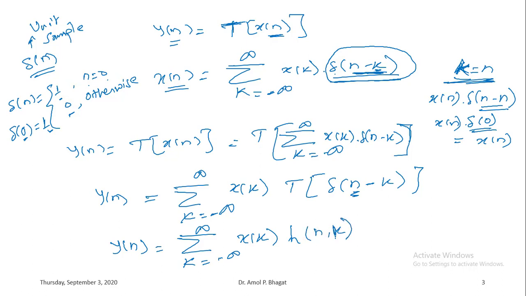Okay, that is nothing but the impulse response of the system for the input del of n minus k. So this is for what, this equation. I will rewrite this equation in the next slide. So here y of n is equal to the response you got here, summation k equals minus infinity to infinity x of k into h of n comma k, right?